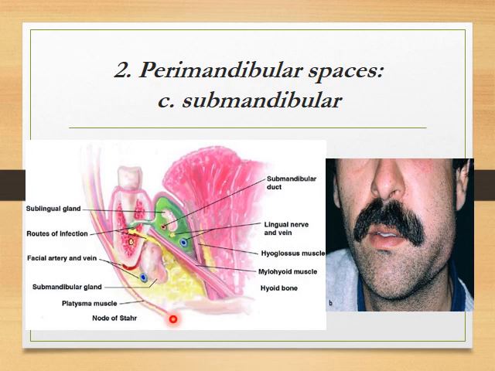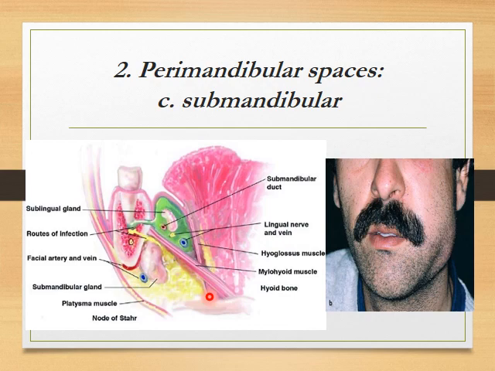It's bounded laterally by the inferior border of the mandible, medially by the anterior belly of the digastric, posteriorly by the stylohyoid ligament and the posterior belly of the digastric. The posterior extent of the submandibular space communicates with the deep fascial spaces of the neck that we will discuss later.